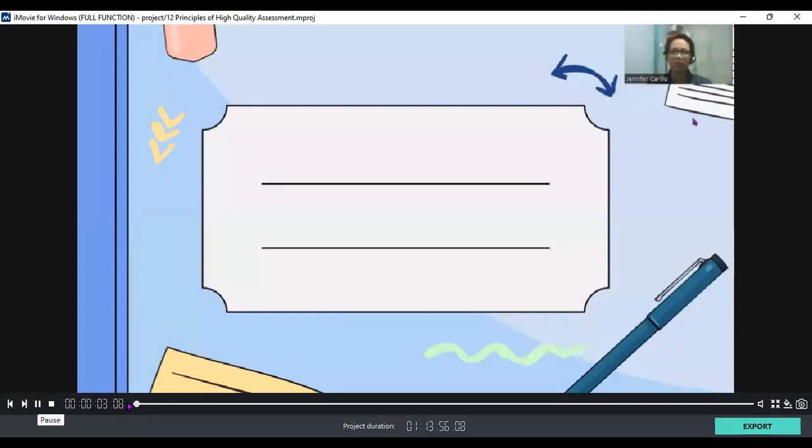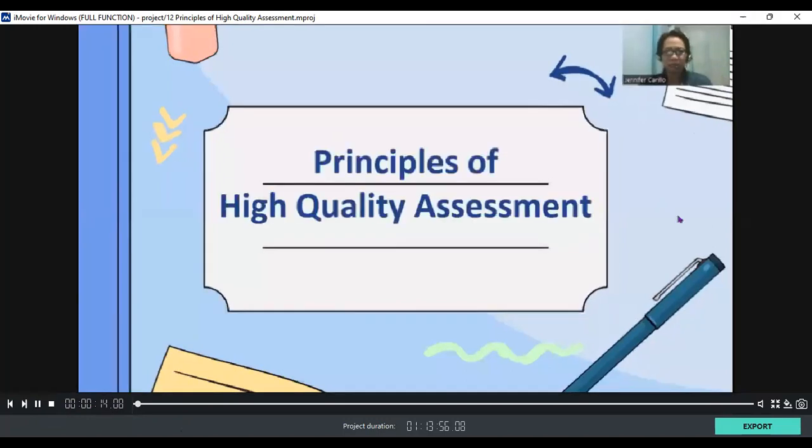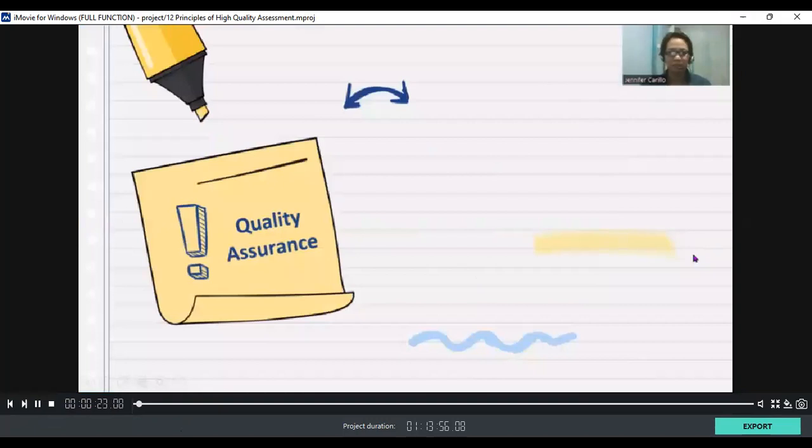Good day, everyone. Okay, so we are now on the next lesson for the topic subject assessment in Learning 1. So our topic for today is about the principles of high quality assessment for the subject assessment in learning.